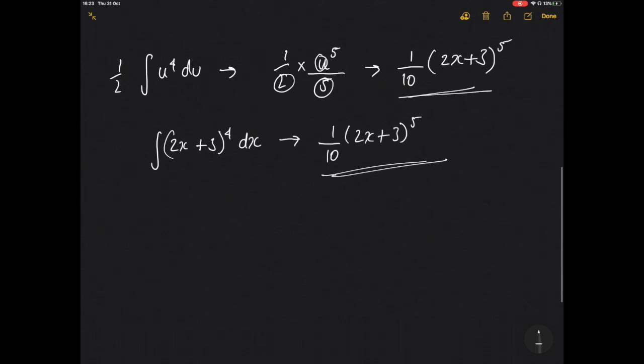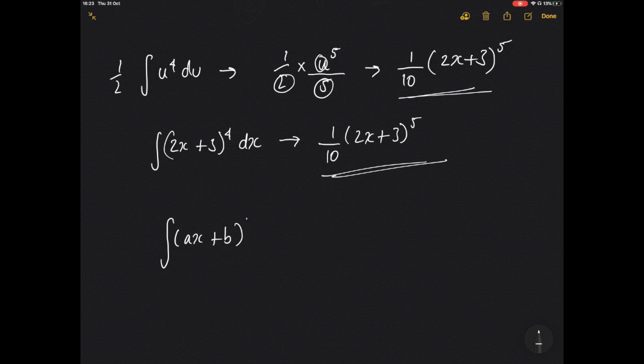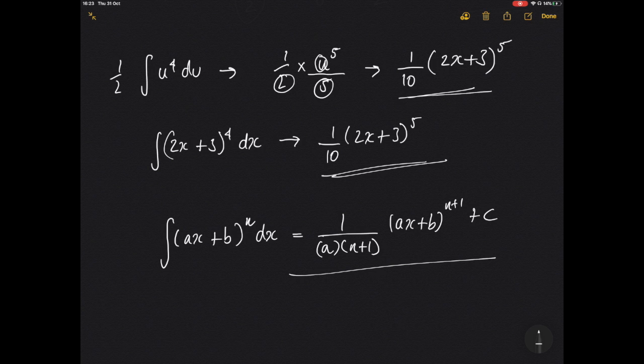So what we've actually done here is recreate a relationship which you might want to remember for the exam, or you can work through it as we've just seen: the integral of (ax plus b) to the power of n with respect to x is equal to 1 over a(n plus 1) times (ax plus b) to the power of n plus 1, plus c. Quite a complicated thing to remember. Personally, if I was to do this in the exam, I would work through the example like we've just seen.